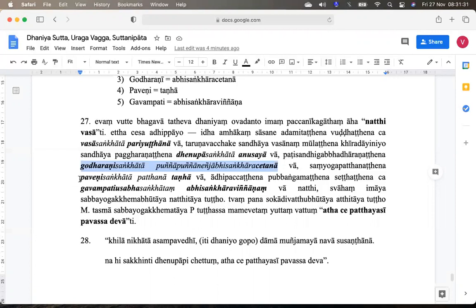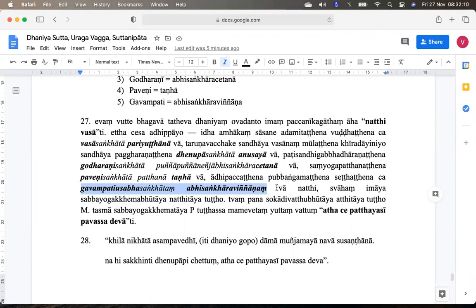And also, bhavanisankhata, so bhavatanha, breeding cow. The cow becoming adult, and also wishing to live together with the other, you know, bullocks. So that is compared with the tanha craving. And the gavampati sankhatam, abhisankhara vinnana. Abhisankhara vinnana.